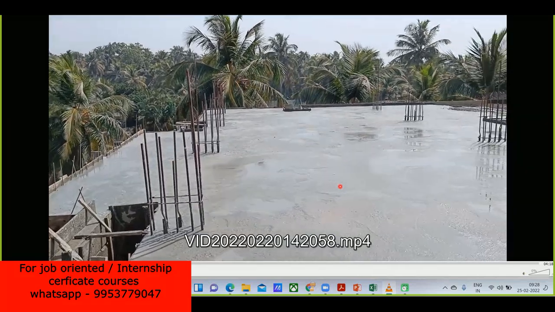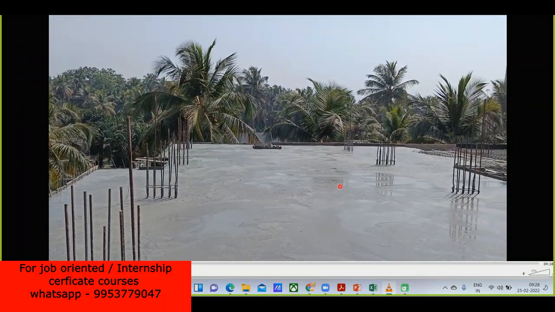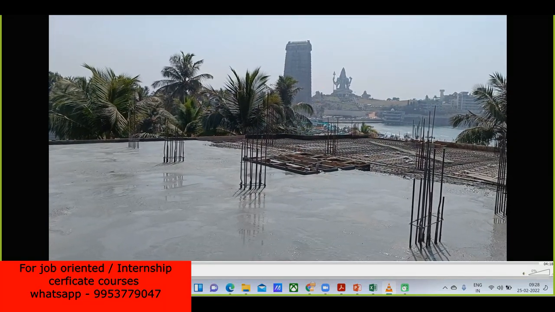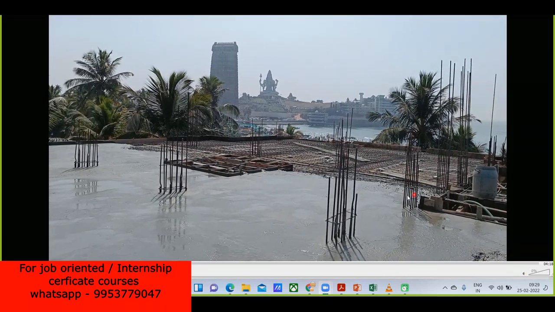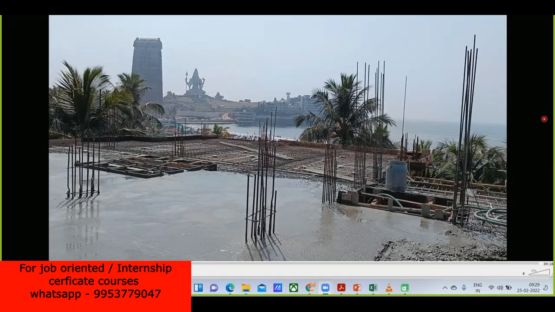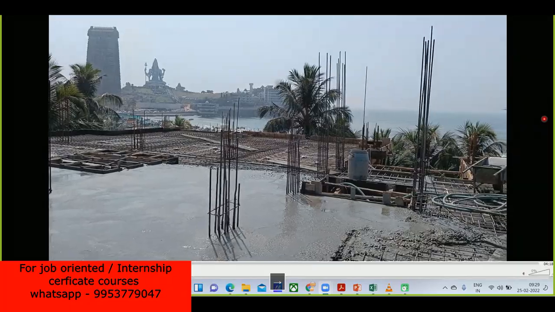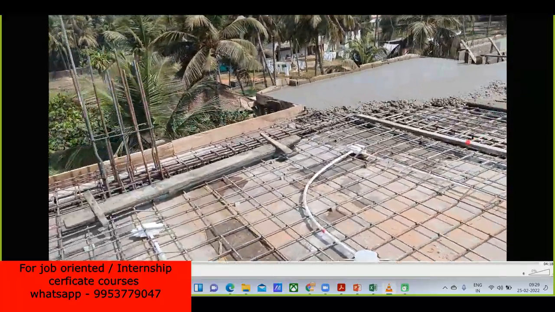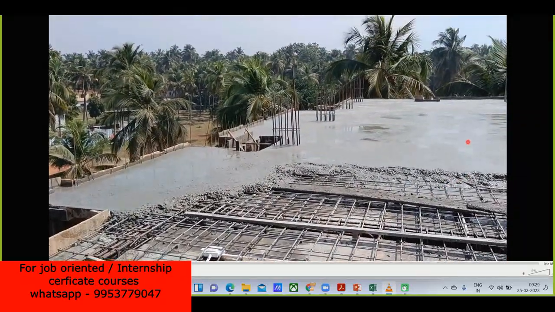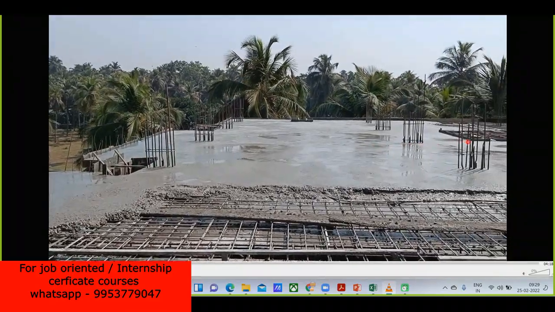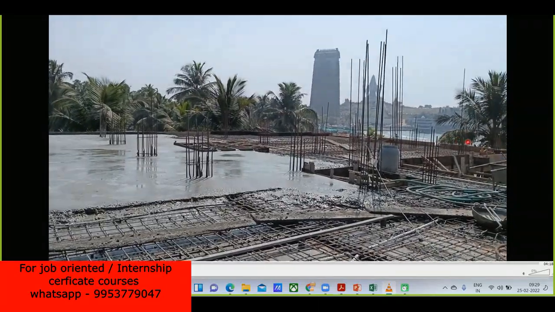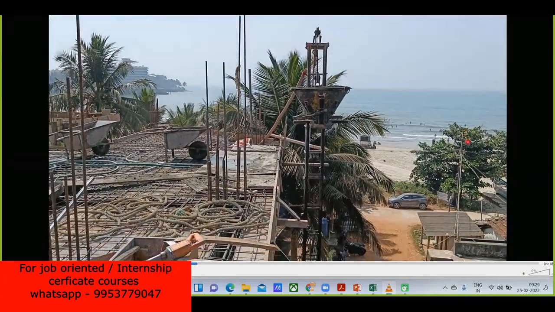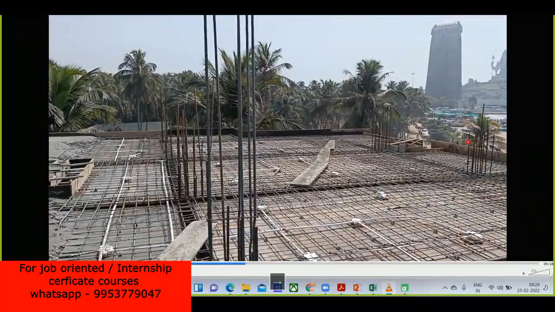So this is around 2 o'clock in the afternoon. Half of the slab is completed. Let us say at least 40% of the slab is finished. The concreting is done, and the other side, this much part of the slab is to be concreted again. So this much area has to be concreted.